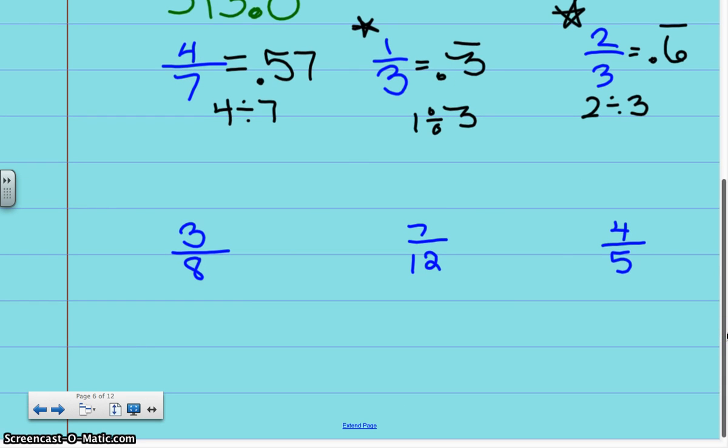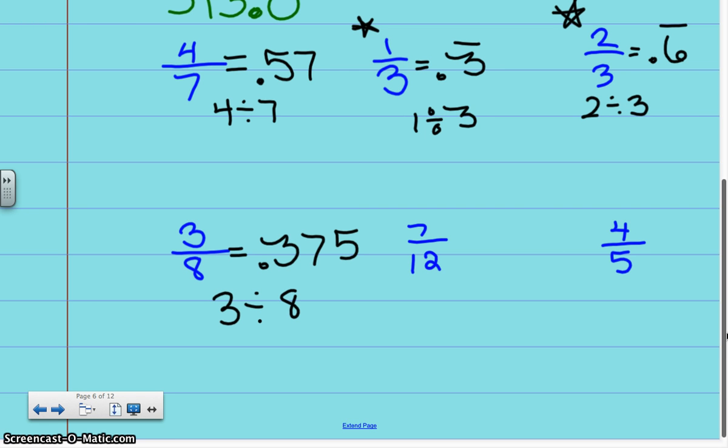3/8. What does 3/8, Kyle O, turn into? 0.57. Point what? Wait, no. 0.375. Uh-oh, that's the wrong one. 0.375. Kyle, what did you do? You went in your calculator 3 divided by 8.